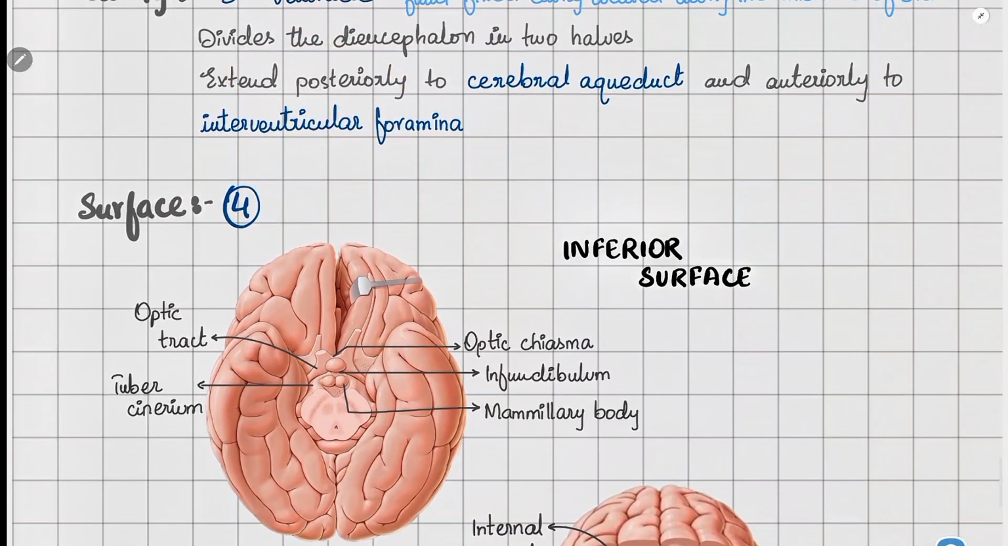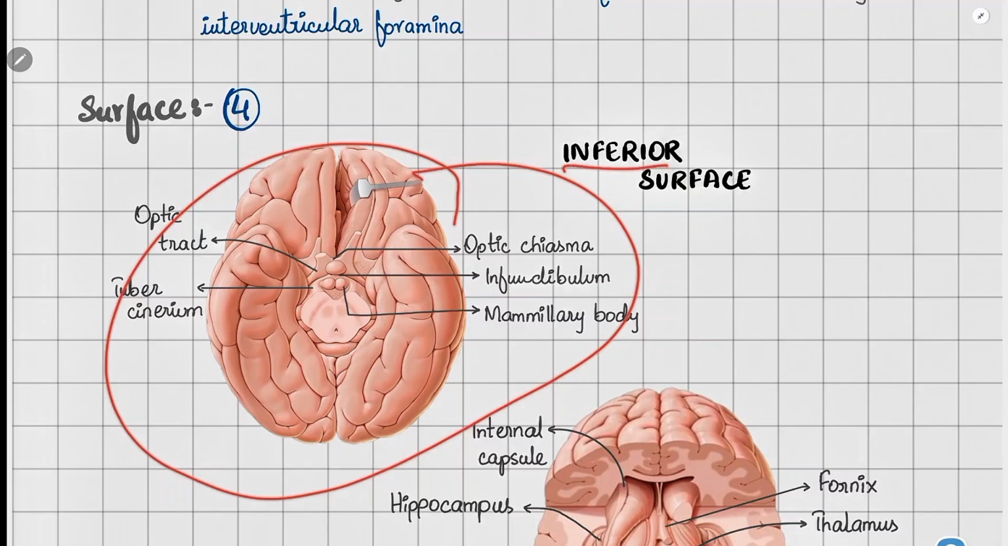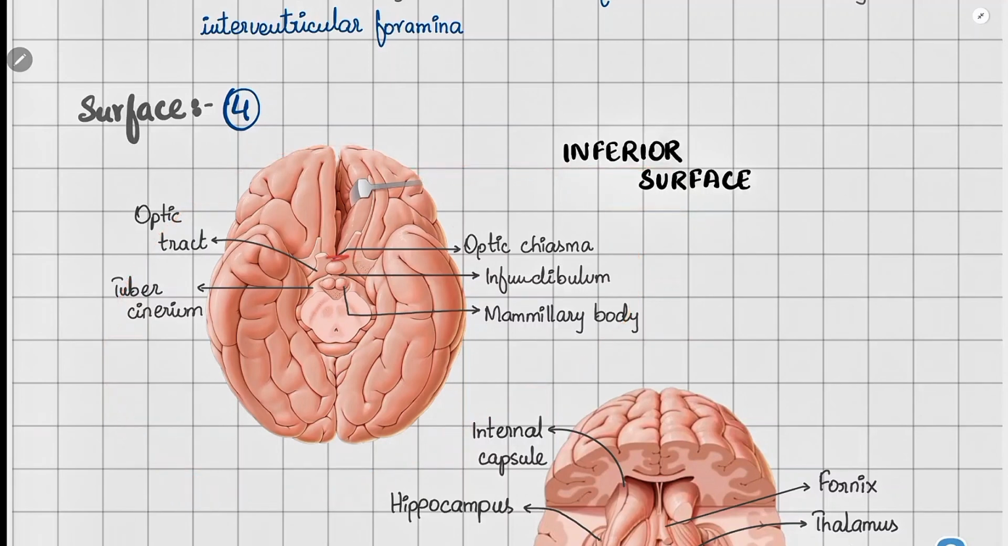Diencephalon has four surfaces: the inferior surface, lateral surface, medial surface, and a superior surface. The parts of the diencephalon observed on the inferior surface are the optic chiasma, optic tracts, pituitary gland, the infundibulum, mammillary bodies, and the tuber cinereum.